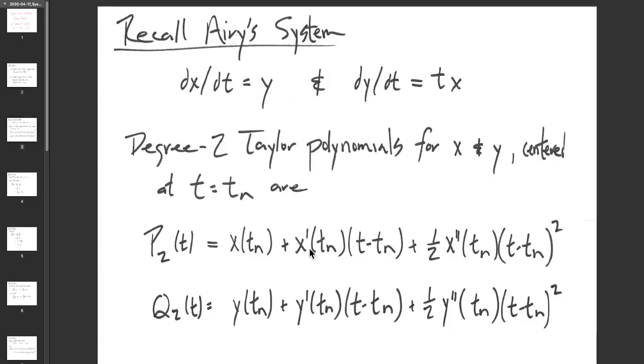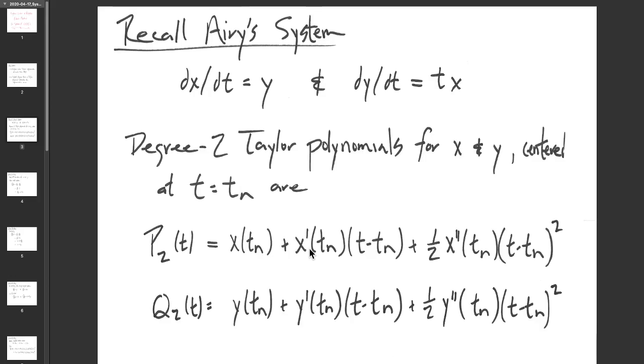So let's recall Airy's equation and the system that corresponds to it. Airy's equation is an order 2 ordinary differential equation, and when you translate that to a system of first order equations, you get this system you see here: dx/dt equals y and dy/dt equals t times x. So this is a system for two unknown functions x and y, and we went through the basic Euler's method for this system in our last discussion.